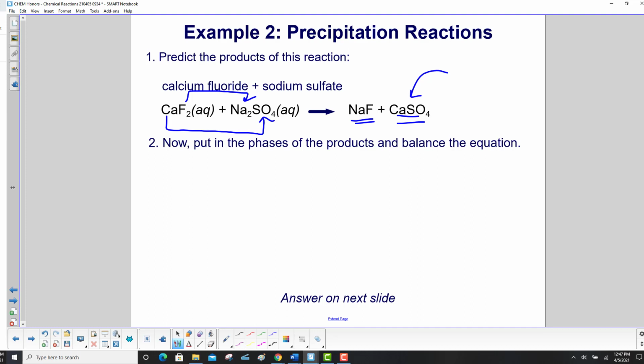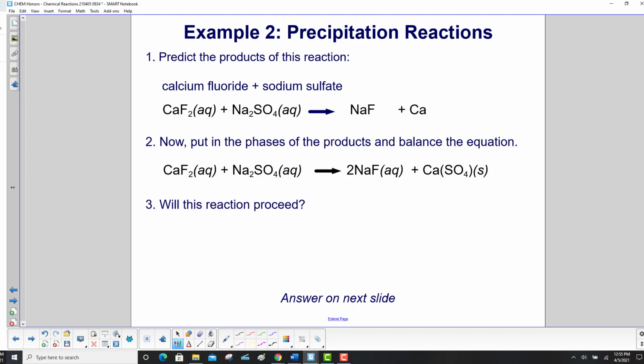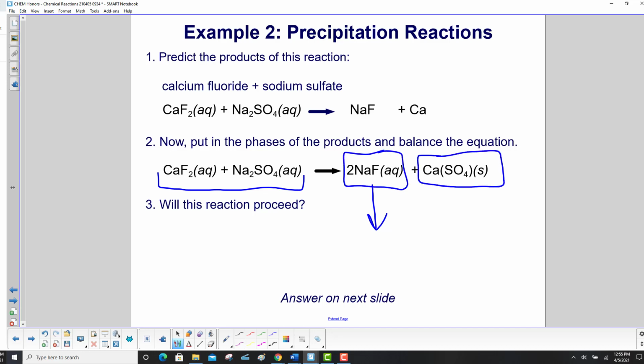Next, put in the phases of the products and balance the equation. We were given this, both of these are aqueous, and we know that sodium salts are soluble in water. So this will be aqueous, and then this will be our precipitate. And then we just balance the equation like we've done before, ensuring that the same number of elements are on each side, and that's what we have there. We put the 2 in front of the sodium fluoride.